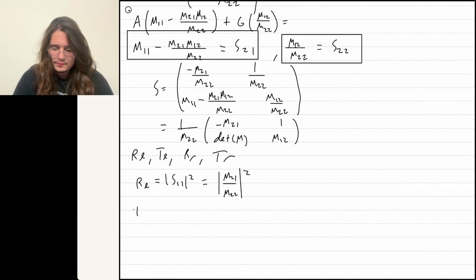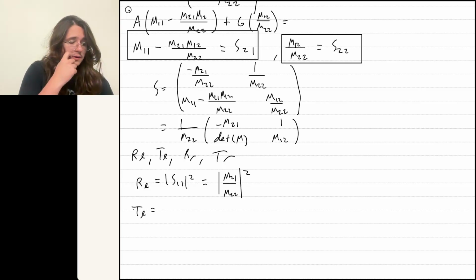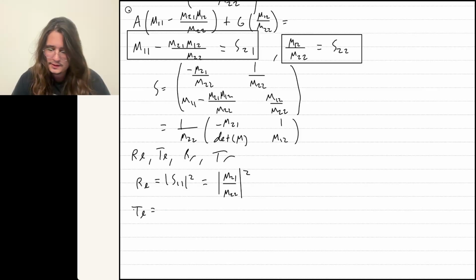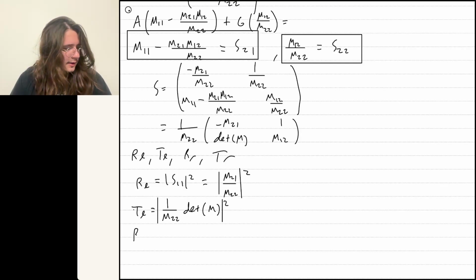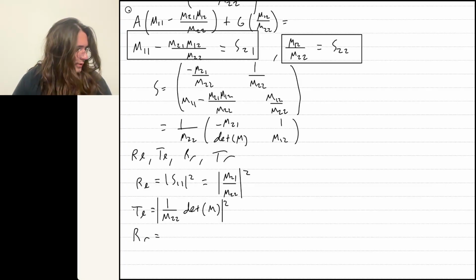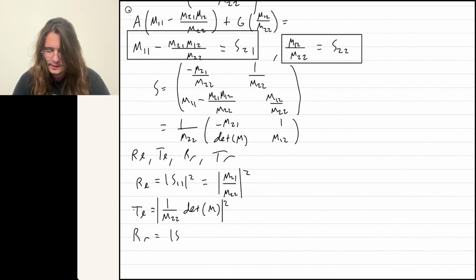TL, well, we'll do that one next, is the mod squared of S21. So it's 1 over m22 determinant of M in a mod squared. We can leave it just like that. Then RR is S22 squared, so it's the mod squared of m12 over m22.